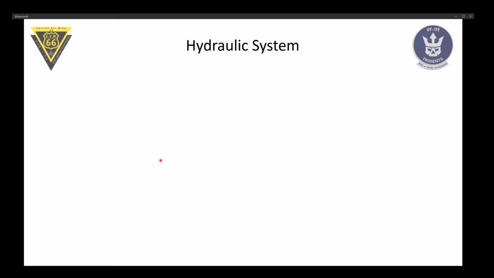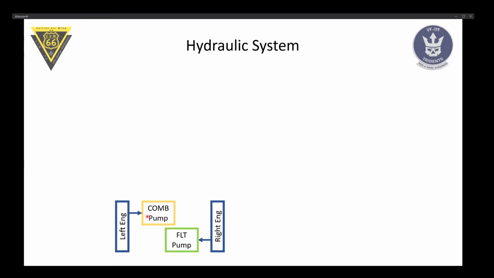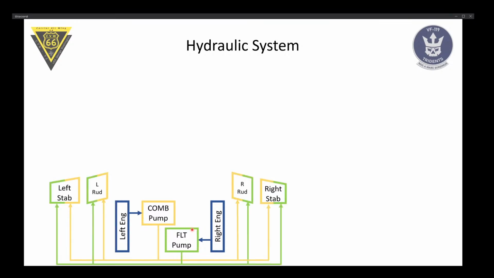The second last thing we're going to take a look at is the hydraulic system, which is again pretty complex, but almost completely hands-off. Works all by itself. Let's see how that works. We have the left and right engine, which drives the combined hydraulic pump and the flight hydraulic pump. These pumps distribute hydraulic power to the actuators of the left rudder, the left step, the right rudder, and right step. And you can see both pumps or both systems deliver to all four control surfaces. Basically, these are our main control surfaces, the steps and the rudders.